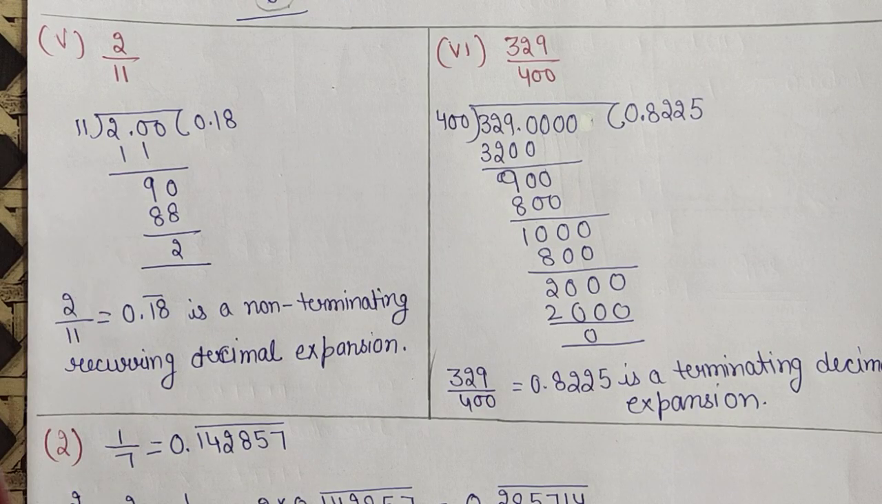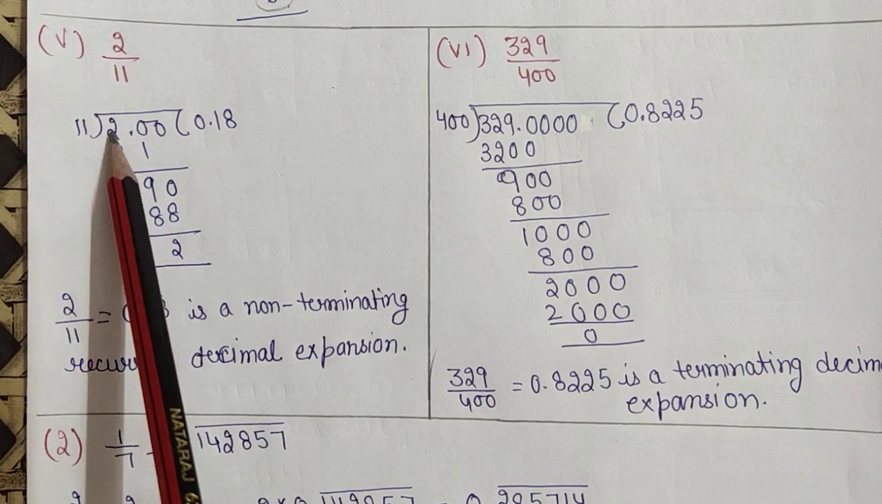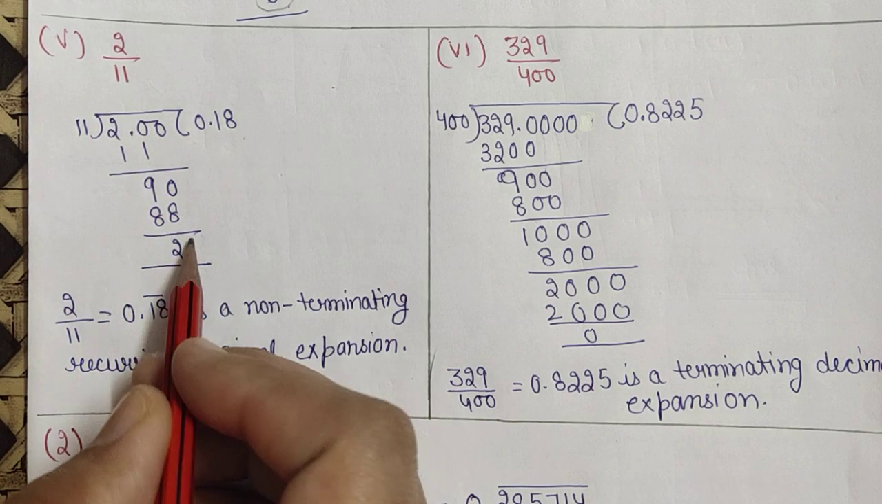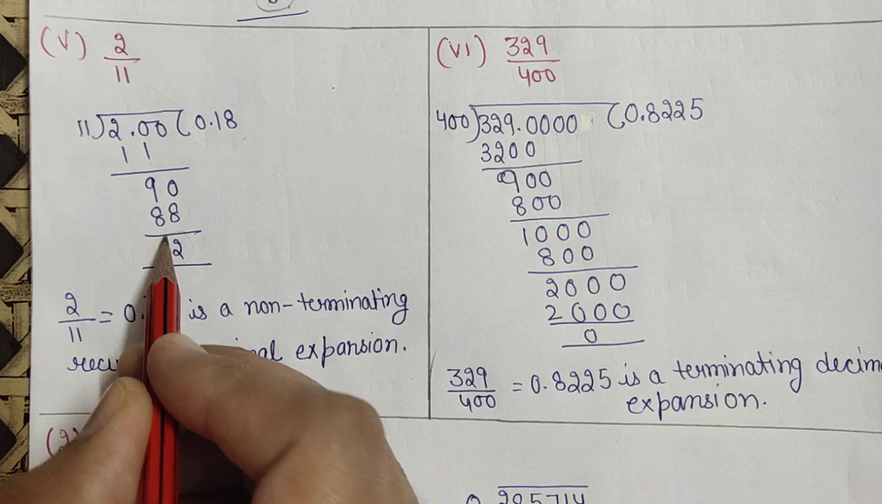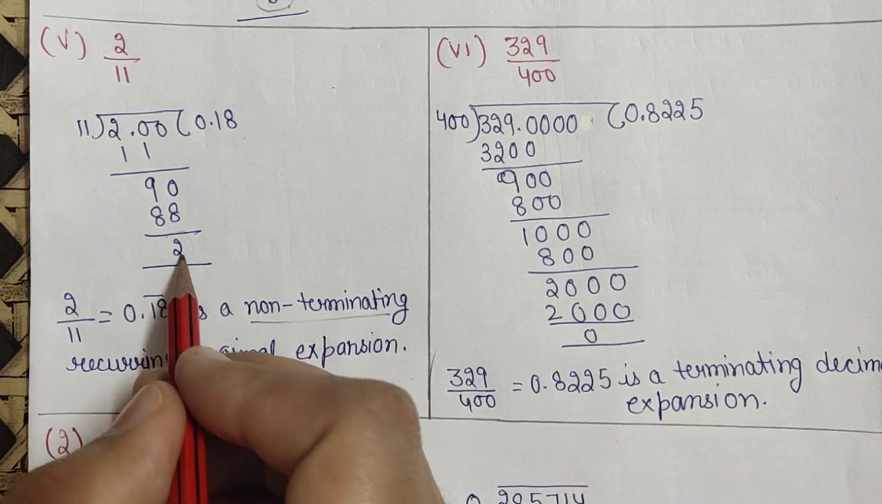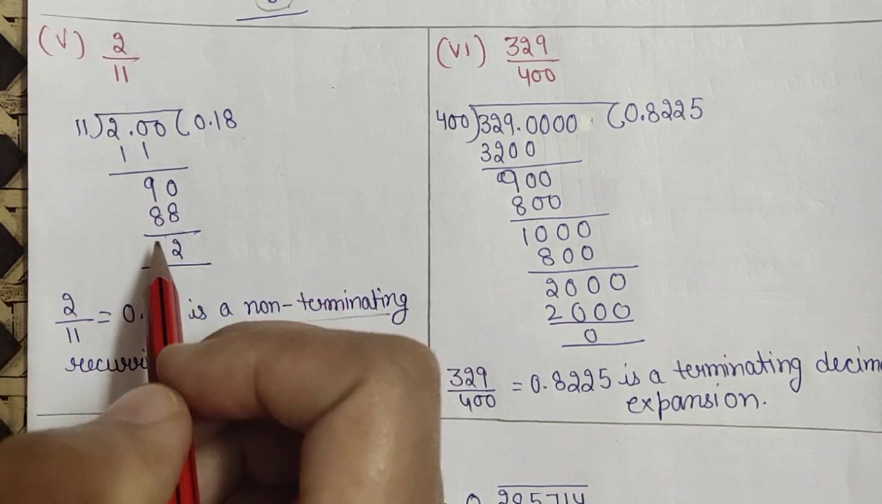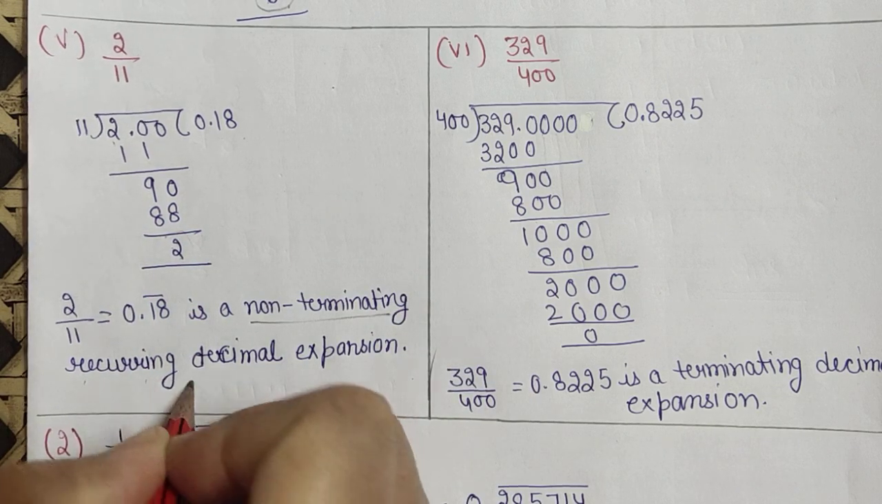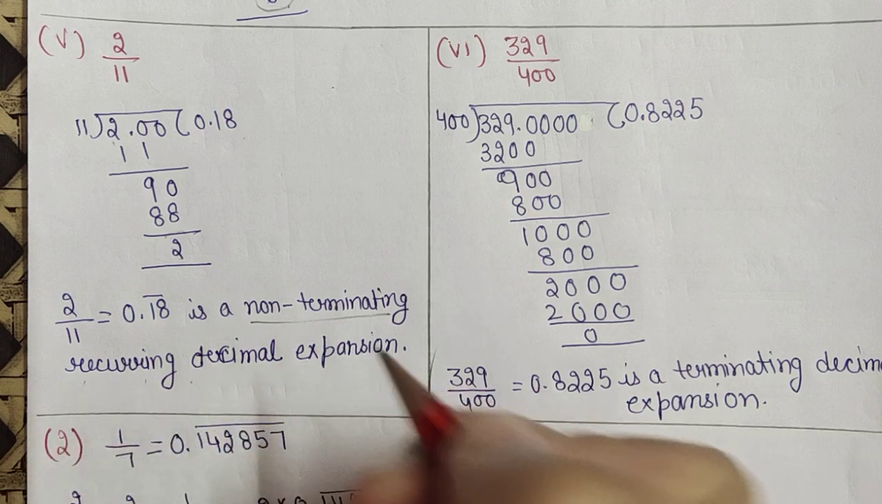Now see part 5th, 2 by 11. When I divide 2 by 11, the answer will come 0.18. After a few steps, again the remainder is not equal to 0, so it is non-terminating. But the same number is repeated here. 2 comes again. So that's why it is a recurring decimal expansion.